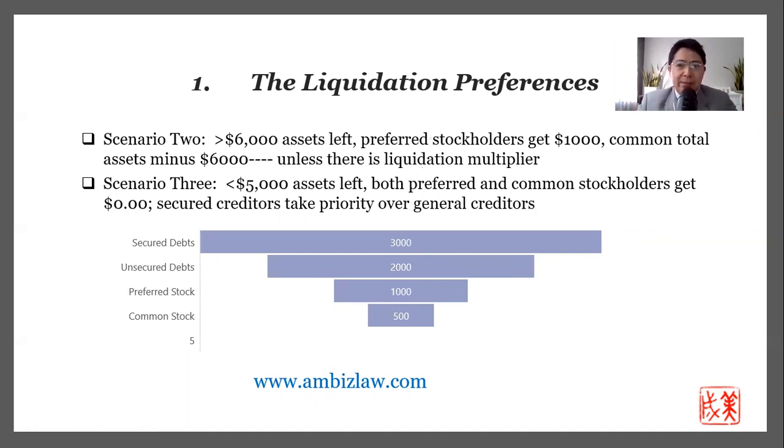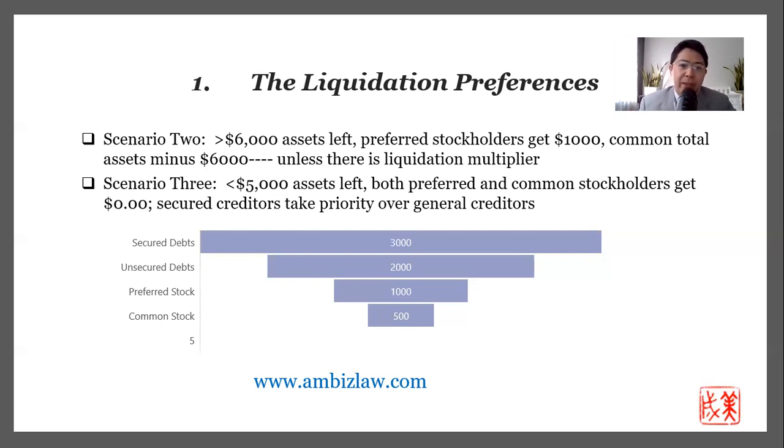Same amount of debts and capital contributions. You have over $6,000 of assets left in the company, so preferred stock will get $1,000, and common stock will have whatever is left over. It could be $10,000. It could be $10 million, right? Of course, unless there is a liquidation multiplier, meaning that the preferred stockholders will get, say, 2 times or 3 times or 4 times their original $1,000.